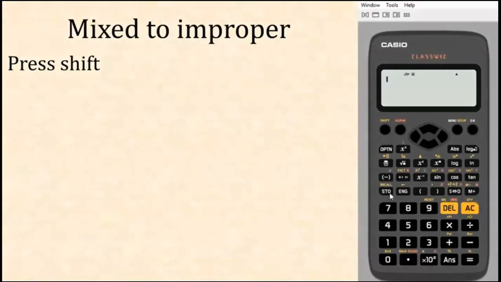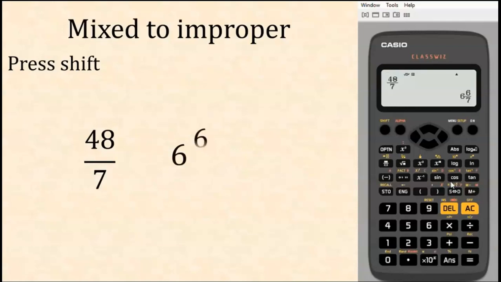Now, say we're going to put in an improper fraction, change it to a mix. So let's have 48/7. Right, so we press equals here to get it in the right hand side of the screen, and then we press shift and SD, which takes us to 6 and 6/7, which is a mixed fraction.